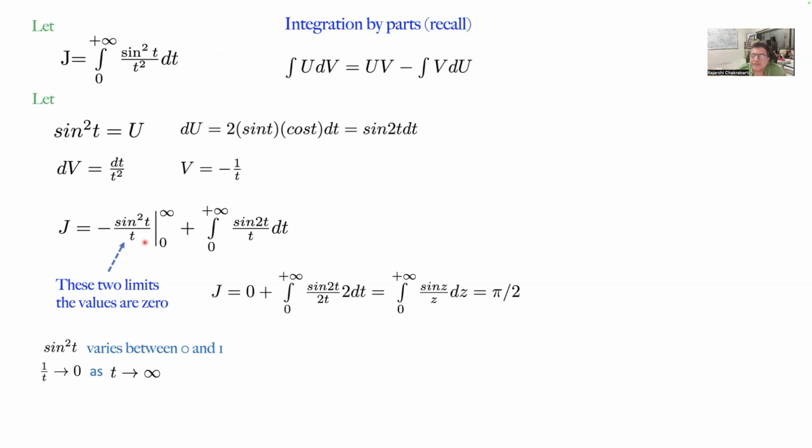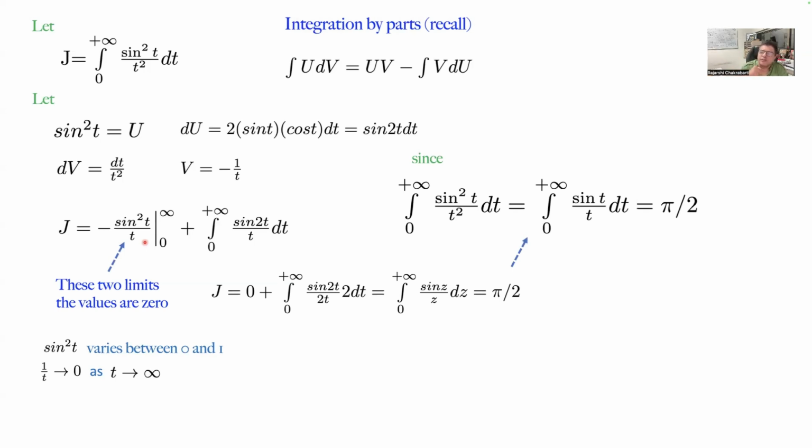So you have this integral, sine 2t over t, integrated from 0 to infinity, which you can write as sine 2t over 2t times 2 dt, which is nothing but something like sine z over z, where z is nothing but 2 times t. And this integral is half of the whole integral. So eventually, you see that this integral is pi by 2. I'm just writing it down here, it's pi by 2, because this 0 to infinity integral is exactly the same for sine t over t and sine squared t over t squared. Okay, I'm going to show it.